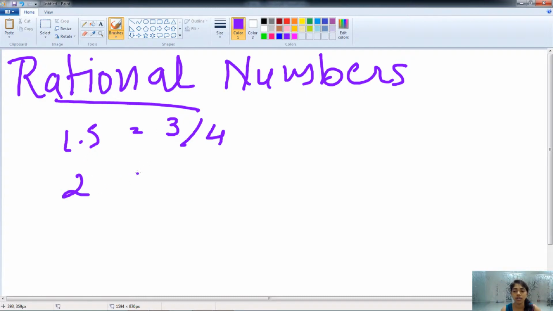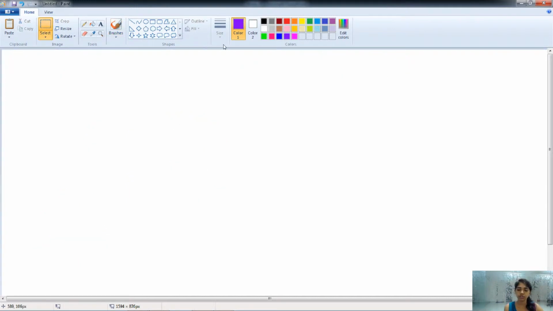We have 2. Can it be converted into a fraction? Yes, it can be converted into a fraction like this, 2 by 1. So it is a rational number. We have root 3. Is it a rational number? No, we cannot convert it into a fraction. So it is not a rational number. Now let's move to the conversion part.